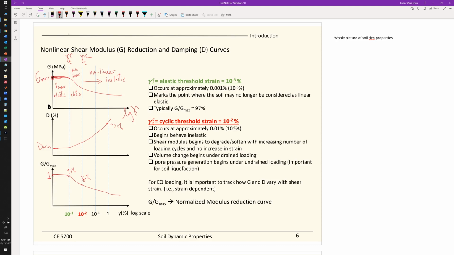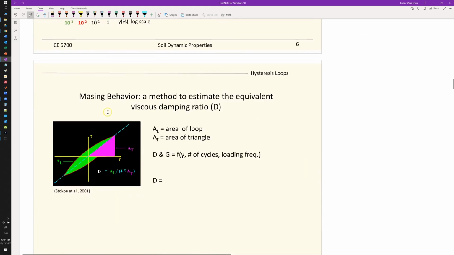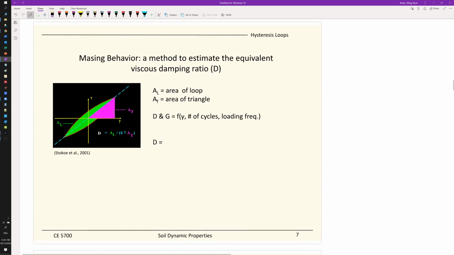So we will need both the G and the D to describe soil response under dynamic loading, and we need those two curves for site response analysis. So speaking of how to calculate the damping ratios, here is a method to do it. For each loop, the damping ratio will be equal to the area of the loop divided by the area of a triangle right there.